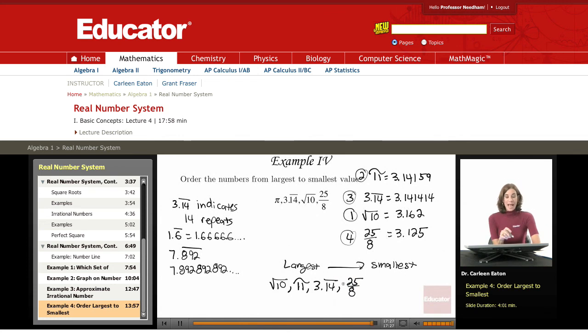So for this example, I had to first convert all of these into decimals so that I could compare them. And I had to take them out far enough that I was actually able to differentiate between pi and 3.14 with the repeating. And then I was able to look at them and order them as I was asked. So today we discussed the real number system and talked about various subsets of numbers within that system and their definitions. Thanks for visiting Educator.com.